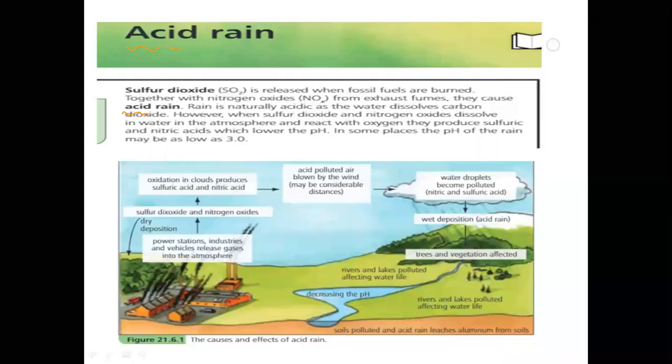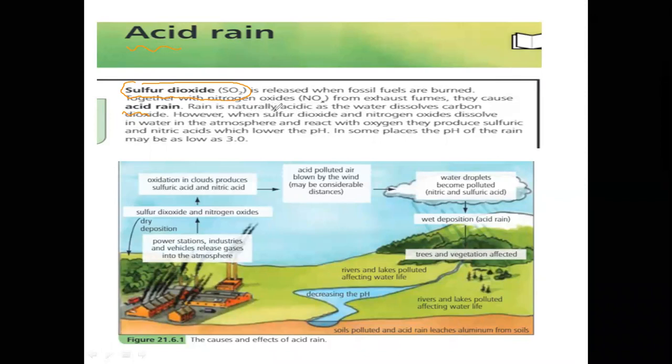So acid rain is actually when rainwater becomes acidic because of the emission of different gases such as sulfur dioxide and nitrogen oxides that are reacting with water in the atmosphere, that are reacting with rainwater, and that is converting into acid.